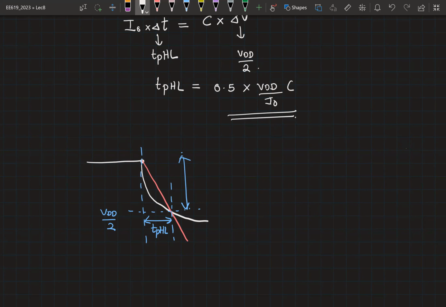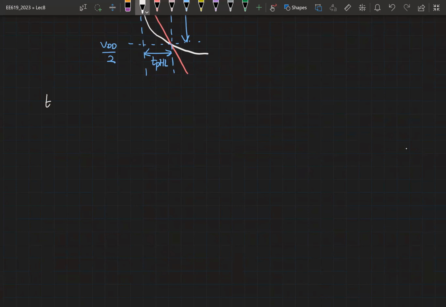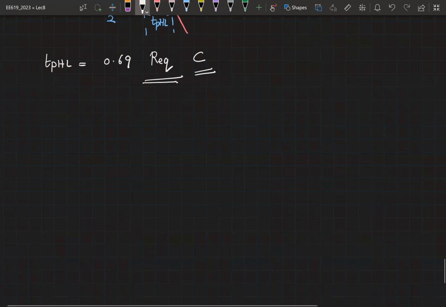So the propagation delay has two terms, right? There is a constant, then the R equivalent, then a C. So we have seen all the information about R equivalent. What comments can you make about C? Where does the C come from? Capacitance at the output. So now let's analyze this capacitance in detail.